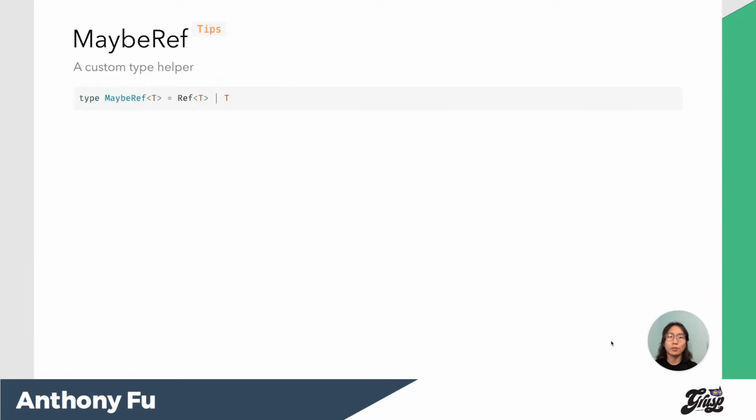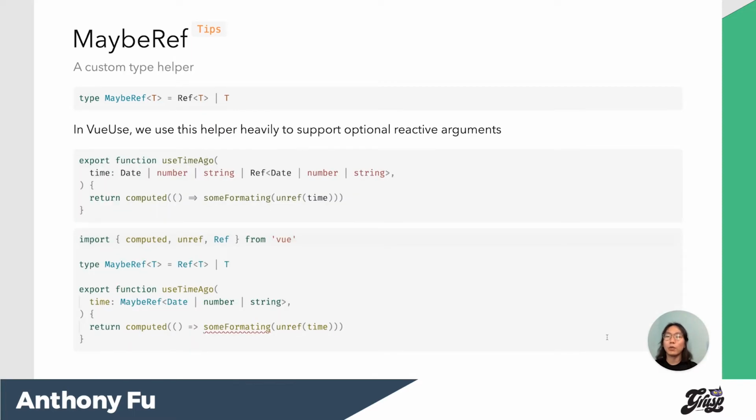Here is a simple TypeScript type helper called MaybeRef that we have used a lot in VueUse. It's basically a union of type generic T and Ref<T>. In this example, we have a function useTimeAgo that accepts a wide range of date-like types as arguments. Normally, if you want to accept refs, you would also need to write again the ref versions. With these helpers, you can make the code shorter and more readable.